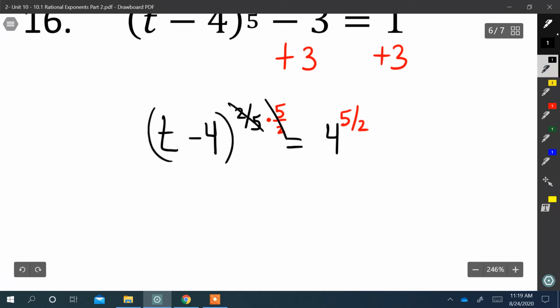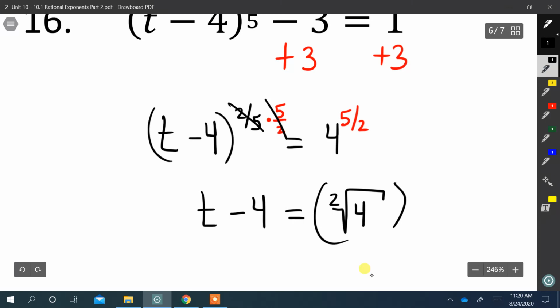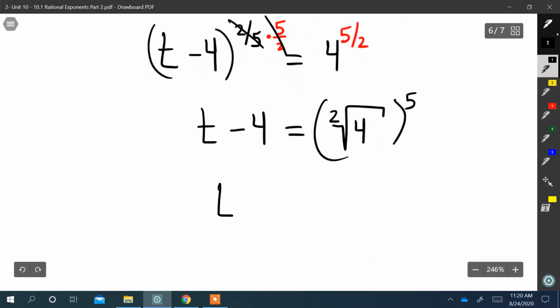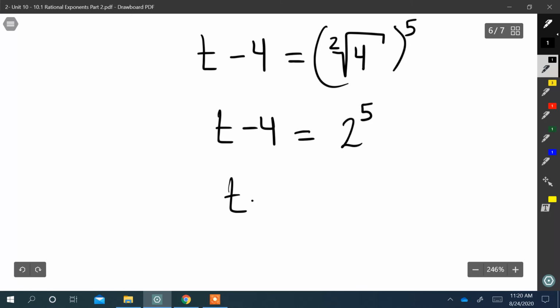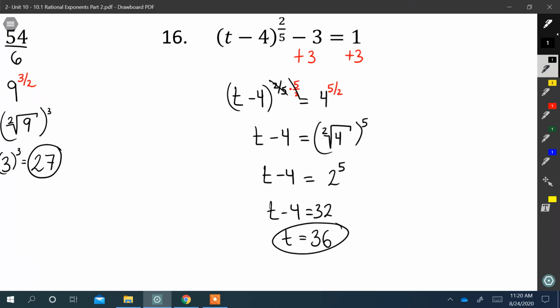So this and this cancels, and we end up getting t minus 4 is equal to, well, we can rewrite this as a radical. Okay, the square root of 4 is 2, and then 2 to the 5th power will be 32. And then we add 4 on both sides, and we end up getting 36 as our final answer for number 16.